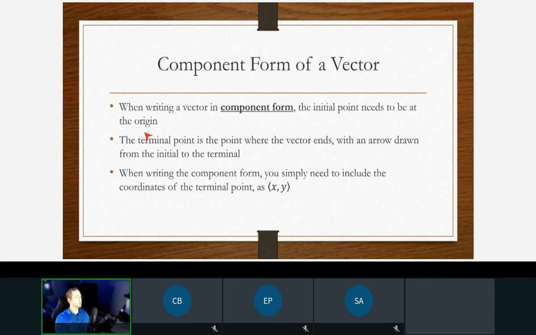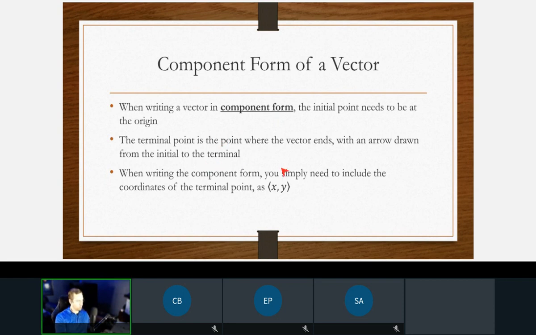Anyway, component form of a vector. All right, when writing a vector in component form, this is important. The initial point needs to be at the origin. Now remember, on an XY Cartesian coordinate plane, the origin is the very center. That's the origin, if you've forgotten. So again, to be in component form, the initial point must be at the origin. If it's not at the origin, it's not in component form.